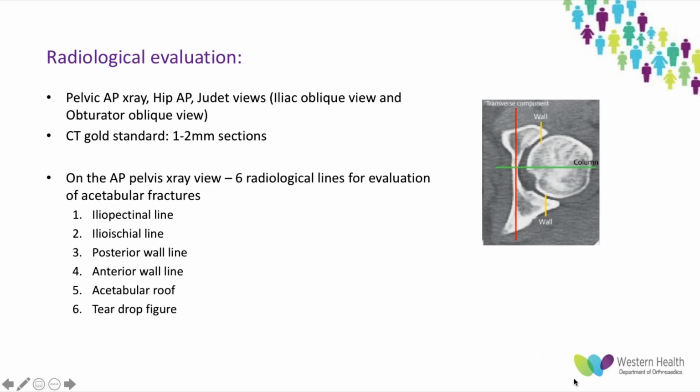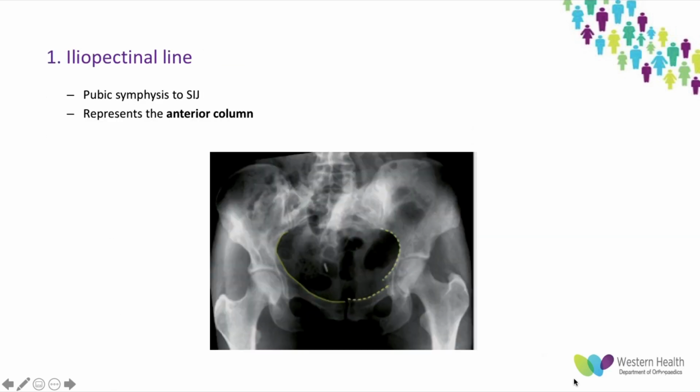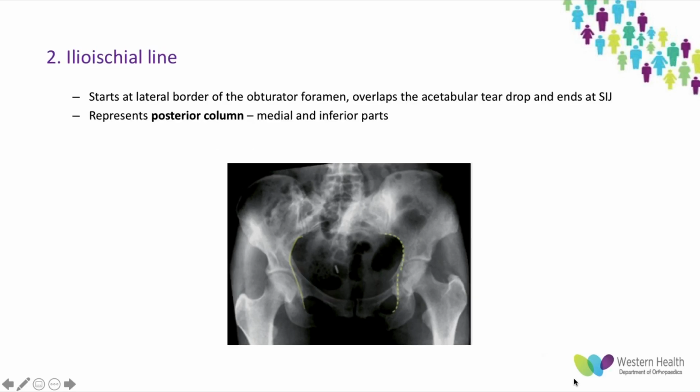On the AP pelvis X-ray view, it is important to know 6 radiological lines for evaluation of acetabular fractures. So the first is the iliopectineal line. This is the line from the pubic symphysis to the sacroiliac joint, and a disruption in this line represents an anterior column fracture. The ilioischial line starts at the lateral border of the obturator foramen, overlaps the acetabular teardrop, and ends at your sacroiliac joint.